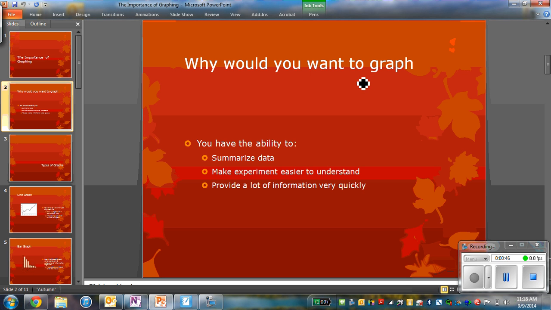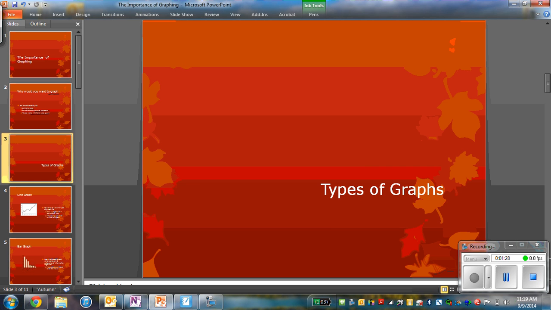So making a graph here helps summarize data, makes the experiment easier to understand, and can provide a lot of information very quickly. If you're trying to show in a quick picture how the plant growth of your radishes has changed over 9 months, a graph could easily show that very quickly on one page. Whereas if you were to write that out in paragraph form, it could take a long time to explain everything that has happened. So graphs are a great idea for summarizing data and providing quick information to people. Okay? What kinds of graphs are there, you may ask?